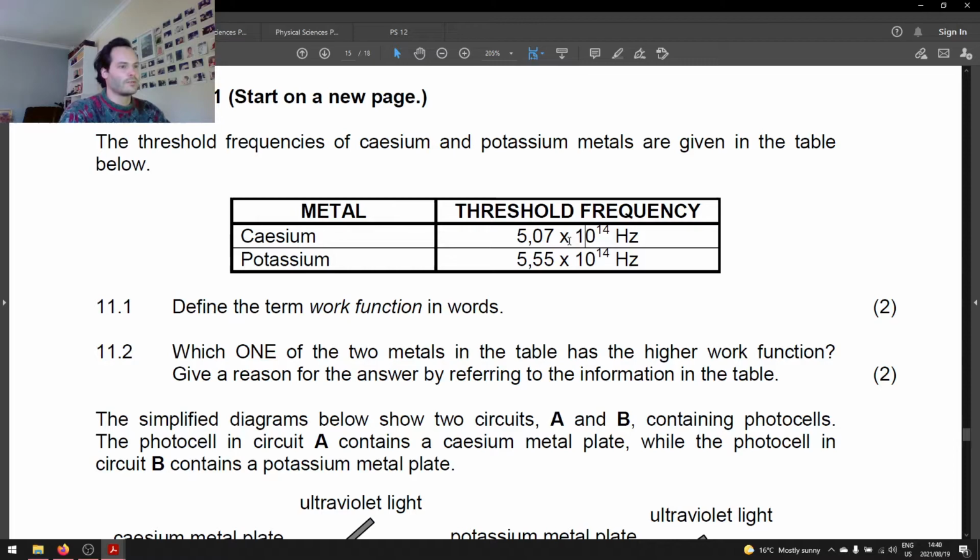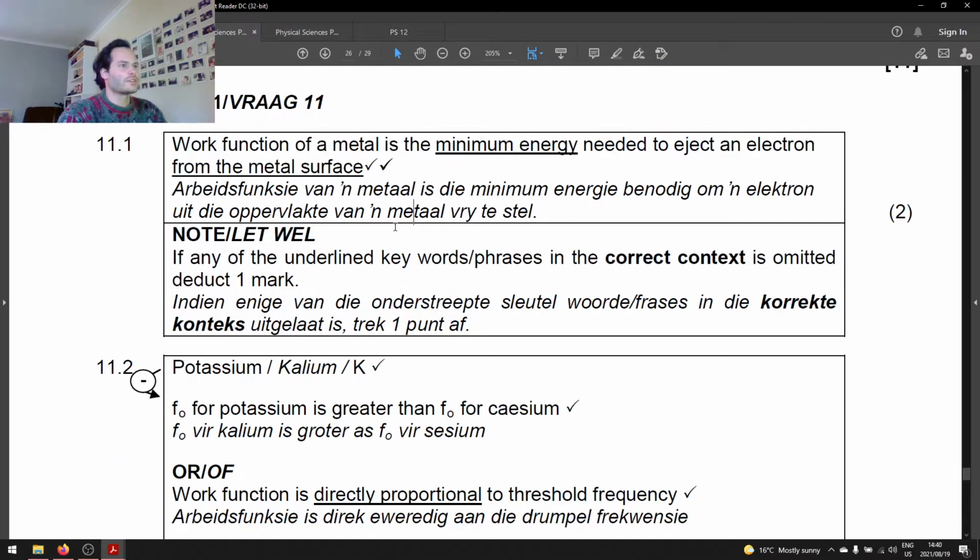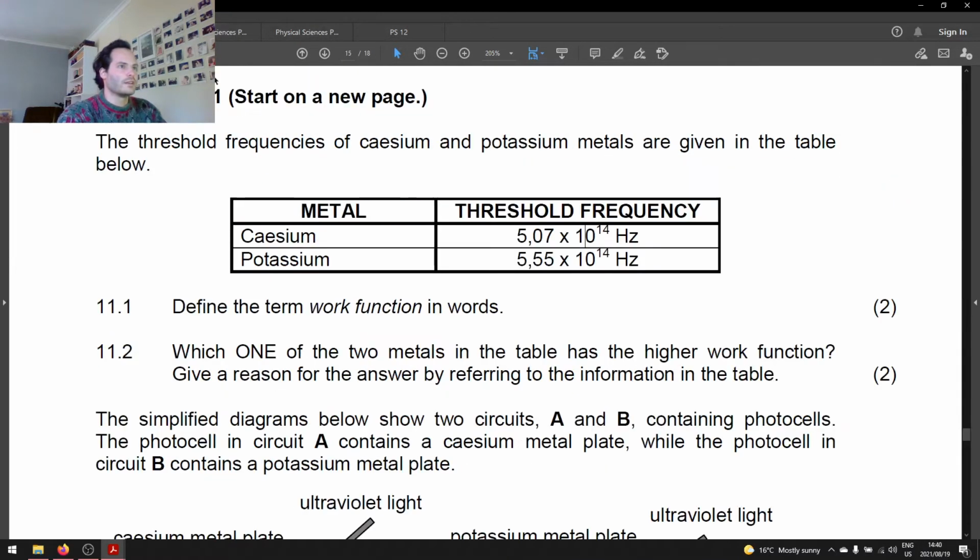All right, 11.1 definition. They say define the term work function in words. We've done that already. The work function of a metal is the minimum energy needed to eject an electron from the metal surface. Just note here, if any of the underlined keywords or phrases in the correct context is omitted, deduct 1 mark. So be careful, make sure you've got that definition just as it is there. What is the work function? The work function of a metal is the minimum energy needed to eject an electron from the metal surface. All right, let's go on.